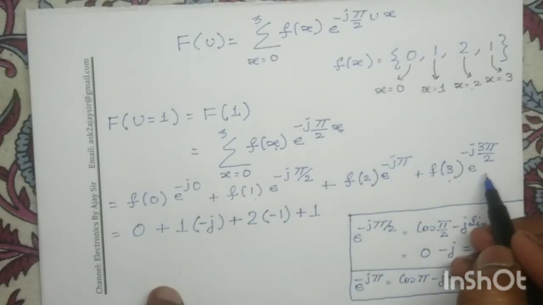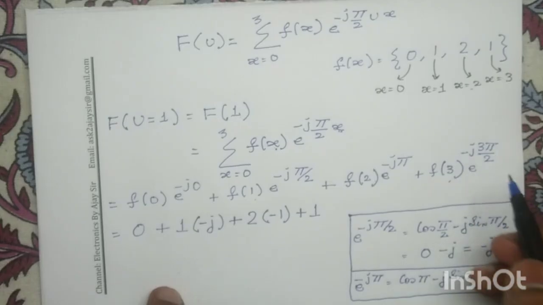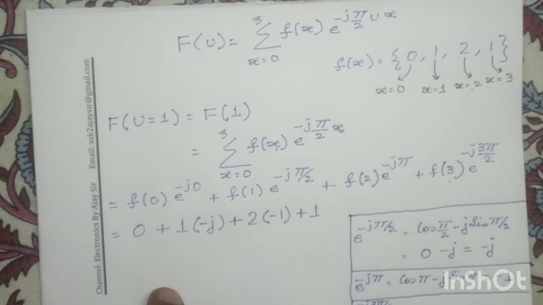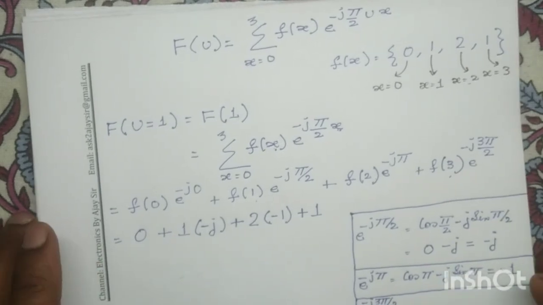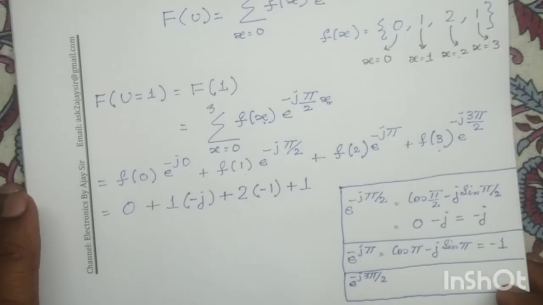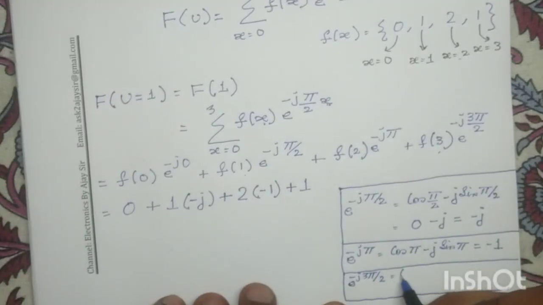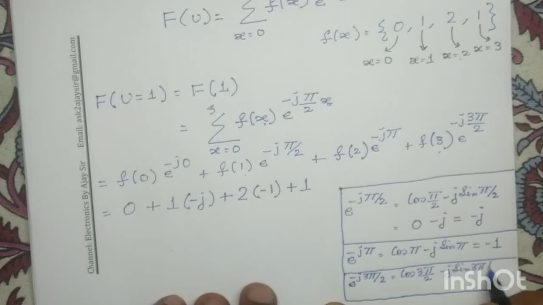And we have to compute e to the power minus j 3 pi by 2. e to the power minus j 3 pi by 2 is cos 3 pi by 2 minus j sin 3 pi by 2.